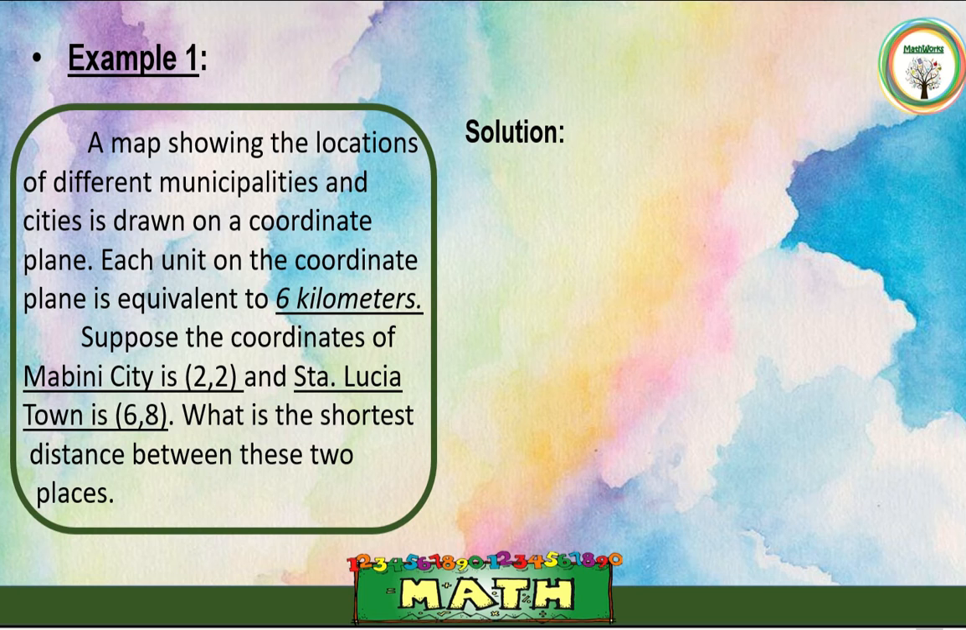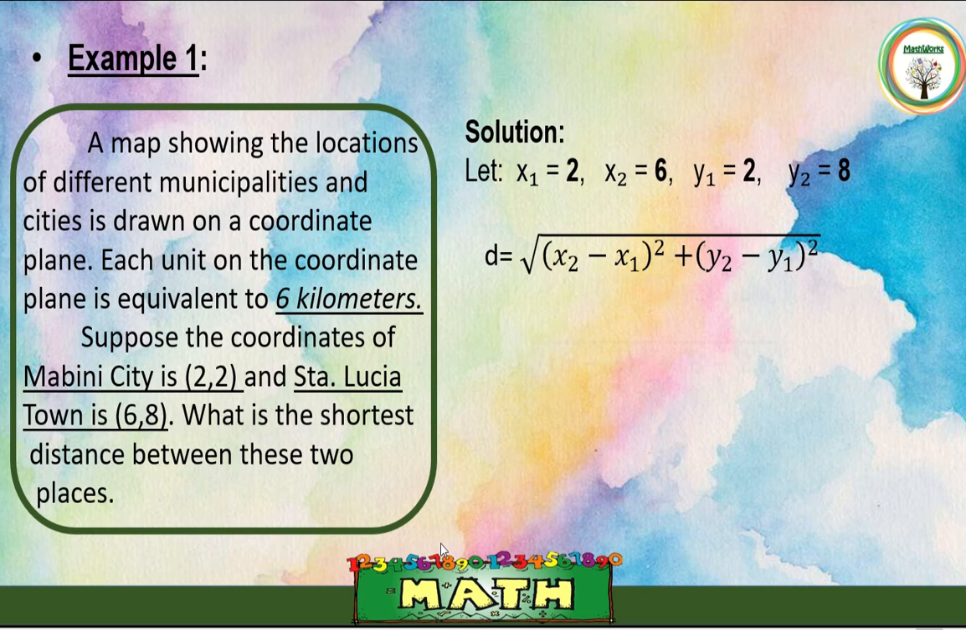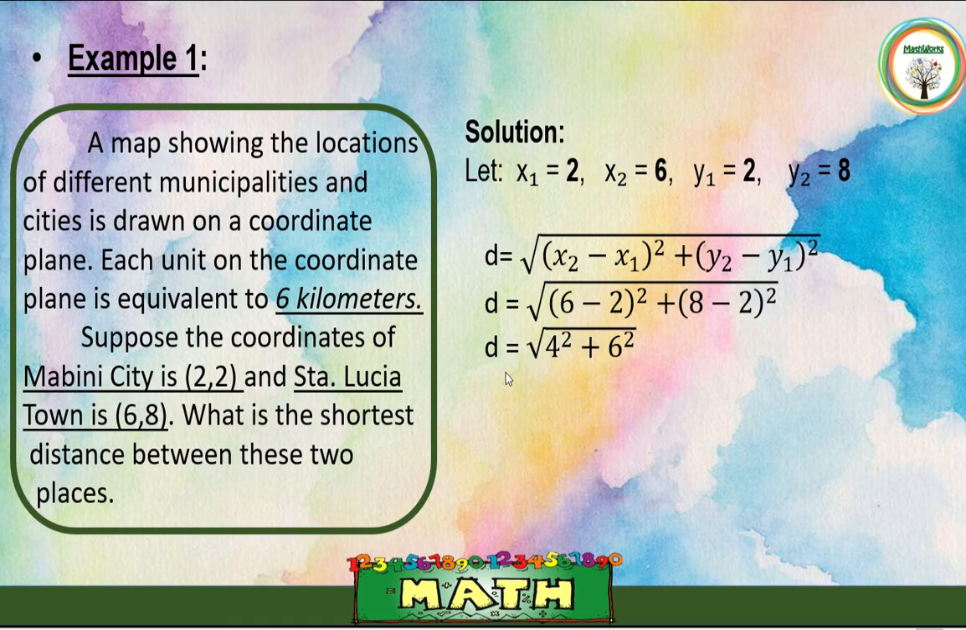Okay, let's have our solution. So for our x sub 1, we have 2. Our x sub 2 is 6. Our y sub 1 is 2. And our y sub 2 is 8. Using the formula, substitute our given. So we have the square root of the quantity of x sub 2, which is 6, minus x sub 1, which is 2, squared, plus the quantity of y sub 2 is 8, minus y sub 1 is 2, quantity squared. So let us simplify.